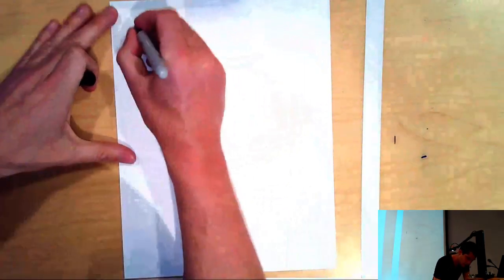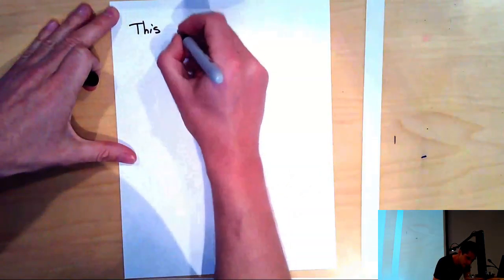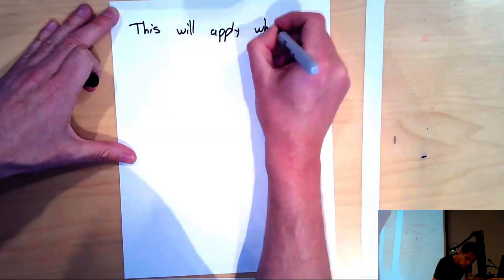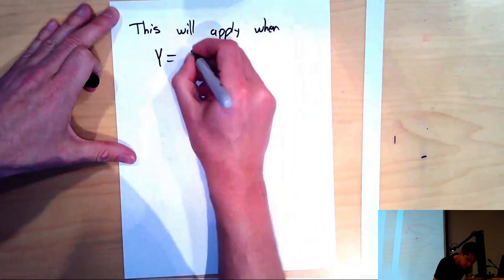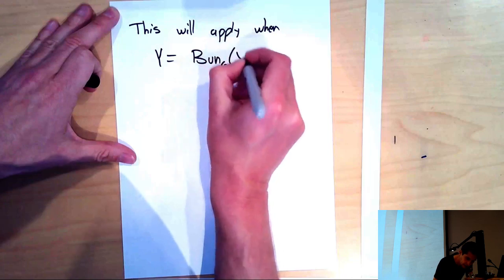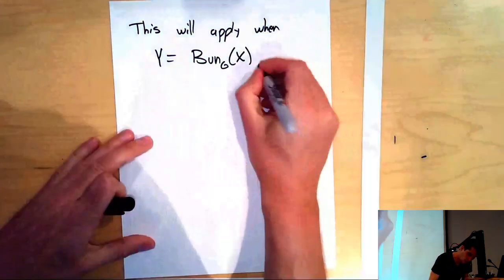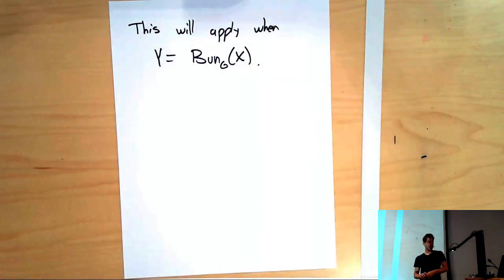So let me just conclude by advertising what the point of this is. I'll get into it in the next lecture. This will apply when y is Bun_G of X. I'll elaborate on this next time.